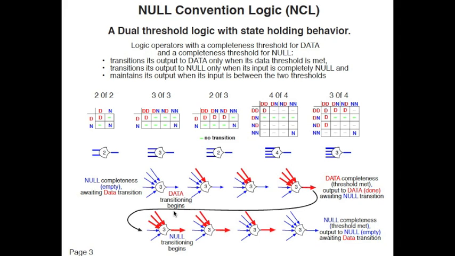Now, when we're in this state, we're waiting for the null inputs. So one of the inputs transitions to null, but the output remains at data. Another input transitions to null, and the output remains at data. When the last input transitions to null, we've met the null completeness pattern, and the output transitions to null. And we're back here, and the inputs can start transitioning to data again.